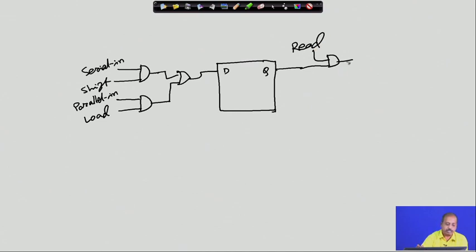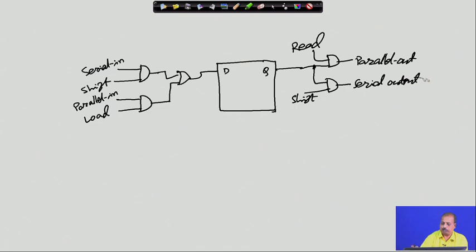So, if I give the read signal, this is the parallel output, and if I give a shift signal, then this will be the serial output. This is the serial output. So, this is what we are looking for, plus the clock signal will be there, everything is synchronized with a clock.